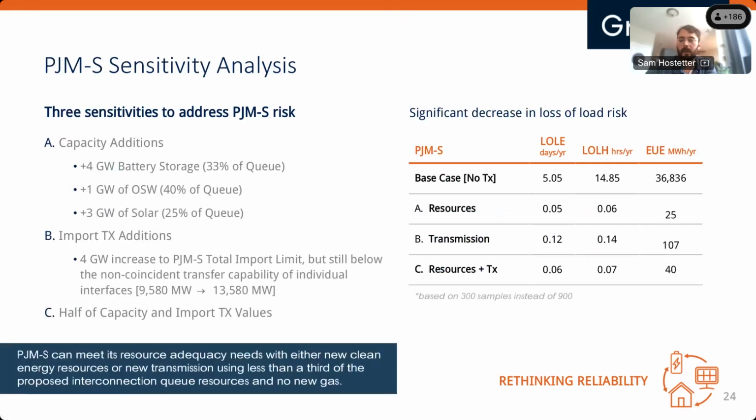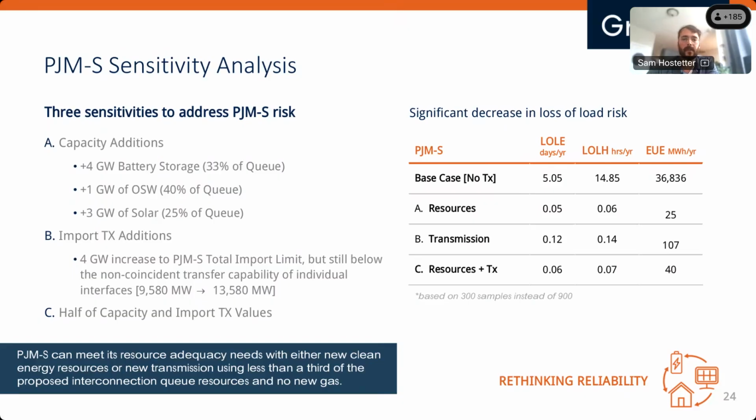And then one region we wanted to highlight specifically, I mentioned it prior, was PJM South. PJM South was unique against most of the other regions we studied in that, regardless of the transmission scenario, the region exhibited high loss of load risk across all the scenarios, largely due to a lack of native capacity or a lack of transmission able to bring capacity into the region.